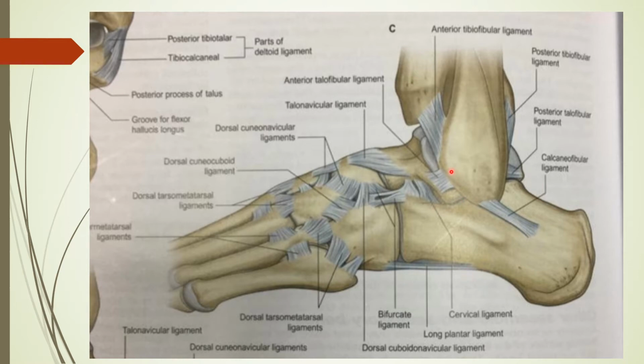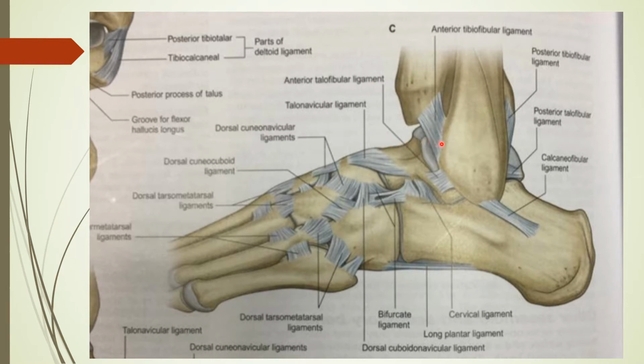Anteriorly, it connects the talus. This is the talus bone, and to its lateral side, the neck, it is attached. It continues from the anterior border of the lower end of the fibula to the neck of the talus. The name given is the anterior talofibular ligament.